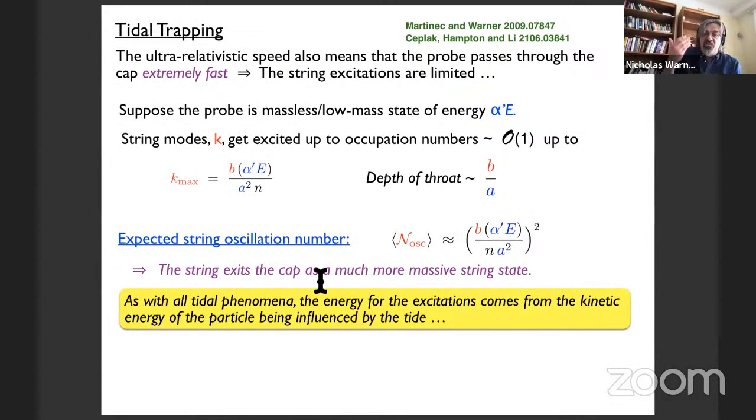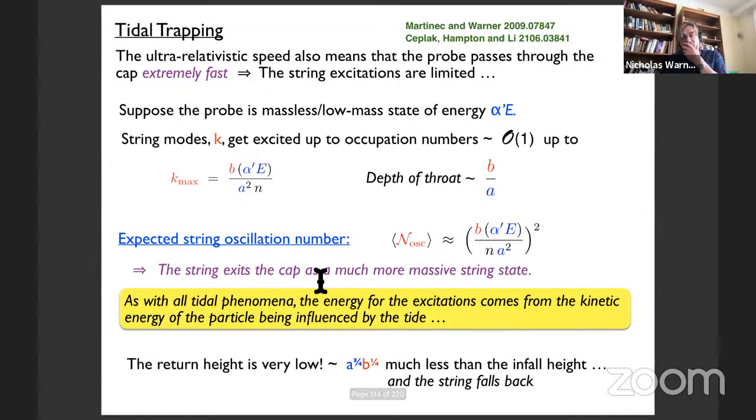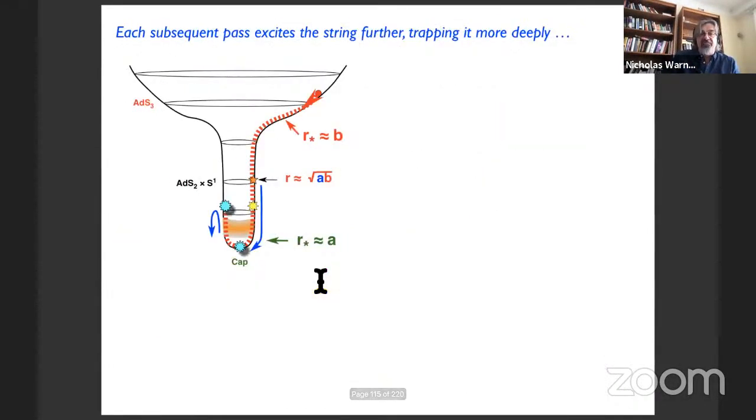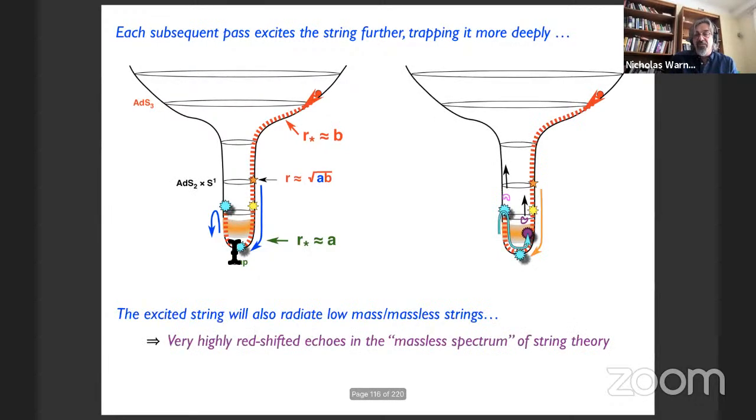And as with all tidal phenomena, the energy for this excitation comes from the kinetic energy of the thing that's being tidally influenced. And so the return height turns out to be very low, much lower than the infall height. And so the string falls back, and it does it all again. So the cartoon is this. It falls in, it gets excited somewhere depending on the multipole moments in here. It hits the cap, it becomes very stringy, and then it has more mass than it had. It's now a very massive state. And so it falls back and does it all again, and then settles down at the bottom of the throat. There's possibly some interesting things left over.